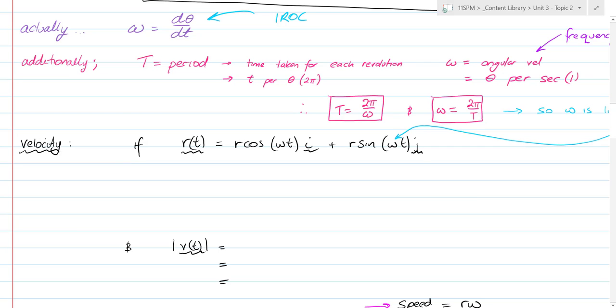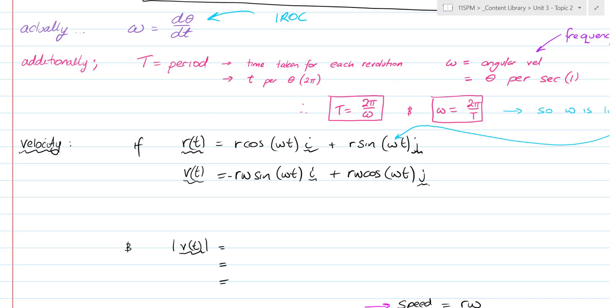So we can work out our velocity from that. So our velocity function is equal to r omega cos omega t i plus negative r omega sine omega t j, there we go, that's better. This always happens when I'm filming it. Let's pretend that's true. So there's my derivative, so that's my velocity function. Everybody happy with that?